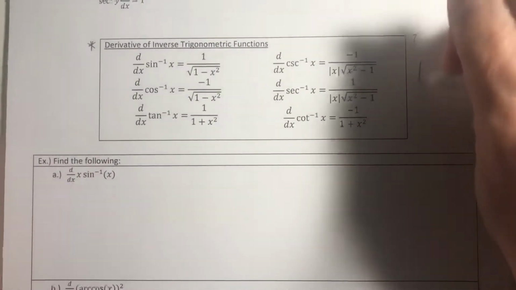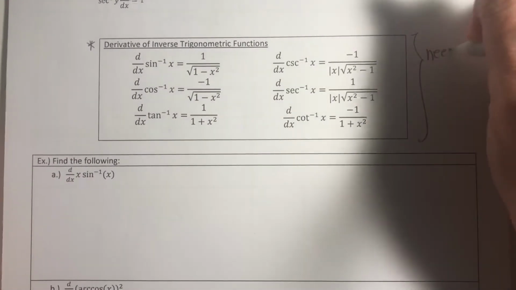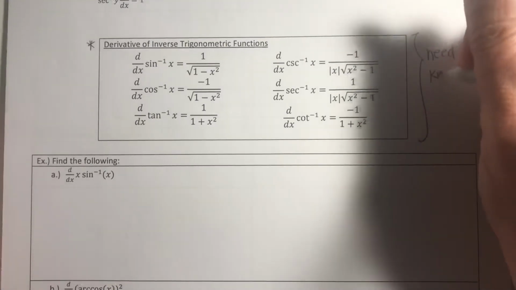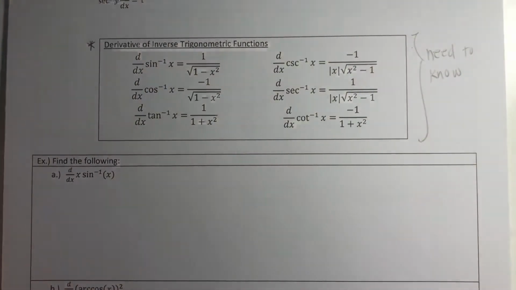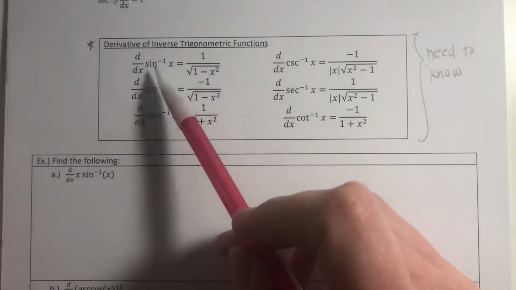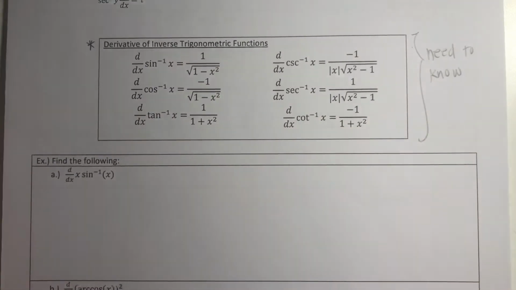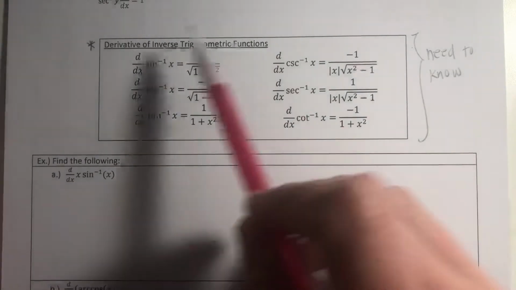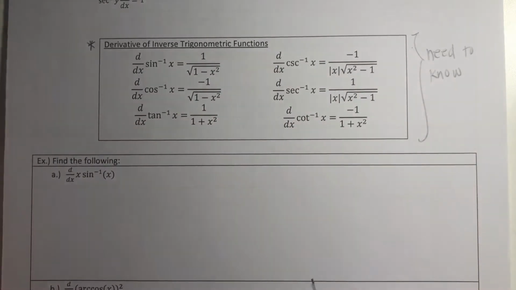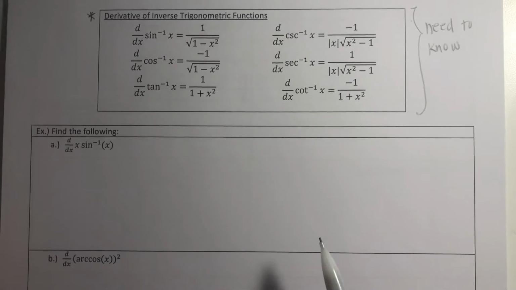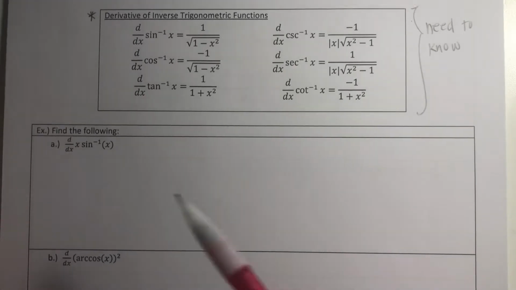This is something that you should have memorized. So this is something that you need to know for sure and should have memorized. So take a second to look at this. This is all the derivatives of the inverse trigonometric functions. So we're going to try some examples. But again, this is something you definitely want to have memorized. Make flashcards, do something so that way you have them memorized, especially for Calc 2.